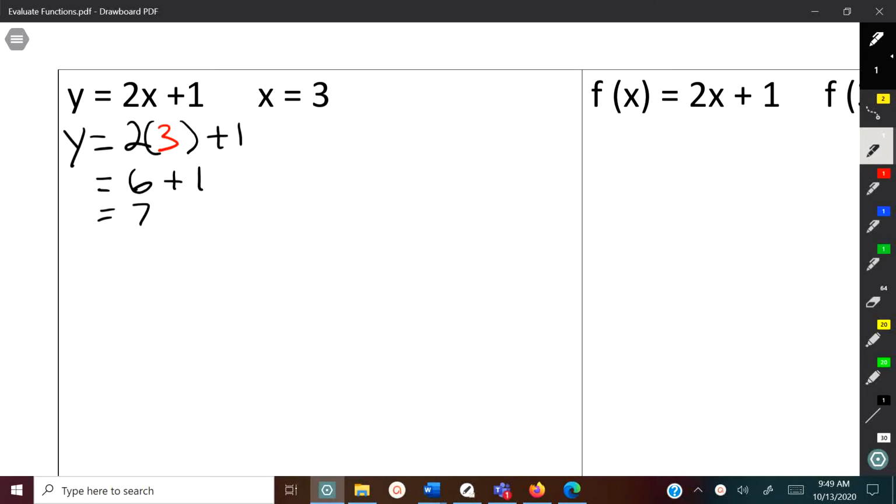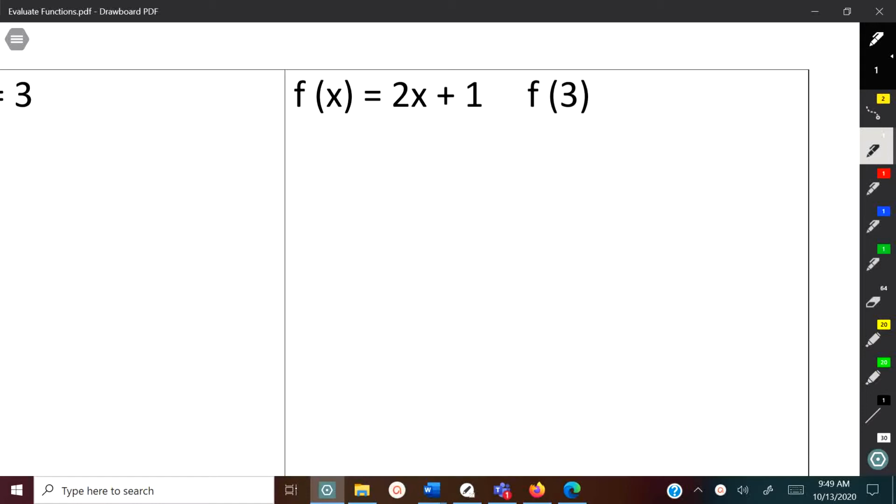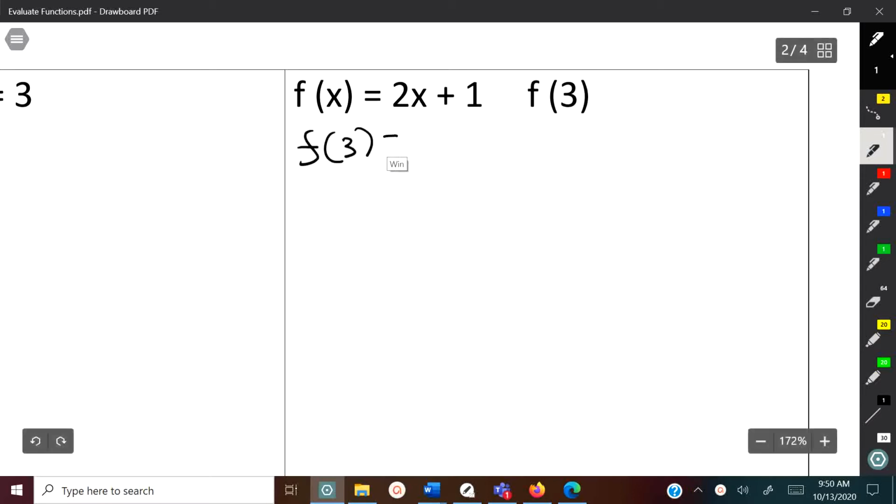But that just says y is equal to 7. So let me show you another example with function notation. Now I could say f of x, but instead of saying f of x, I'm plugging in this 3. So it's f of 3. And that's your y, but it's actually the function when you plug in 3 for x. So you've got f of 3 is equal to 2 times what I'm going to plug in here, my 3, and then I solve it the same way. 2 times 3 is 6, plus 1 is 7.